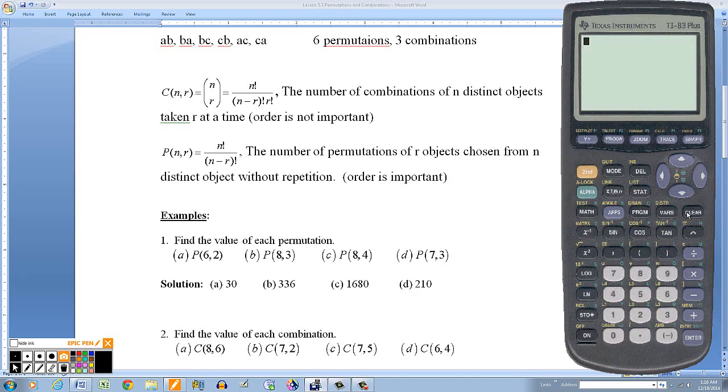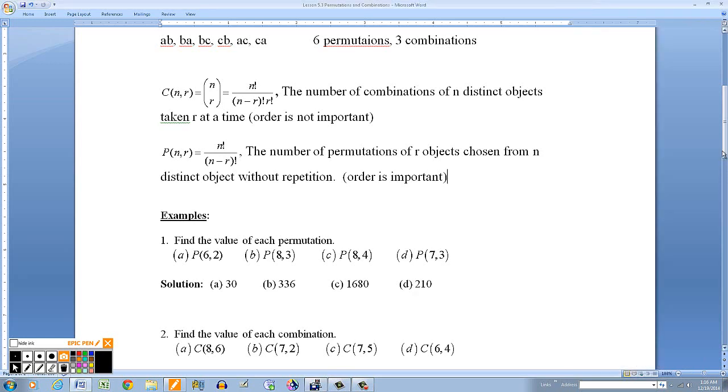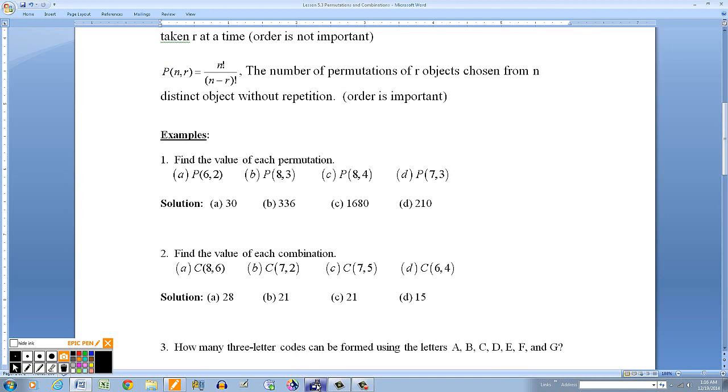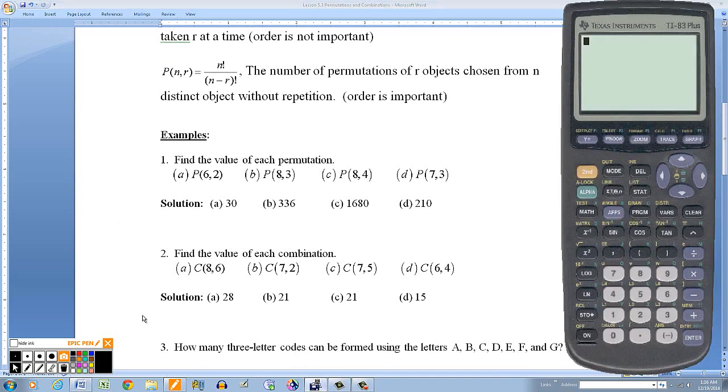Okay, let's go to the next one on combinations. Using the calculator again, find the value of each combination. For A, sometimes you use the 2 forms here. It has a C for combination. So C of 8, 6 means the number of combinations of 8 things taken 6 at a time. Again, we enter the 8. Then just like the permutation formula, go to math, go to probability, and number 3, nCr, that's combinations. Enter the 6, hit enter, and we get 28.